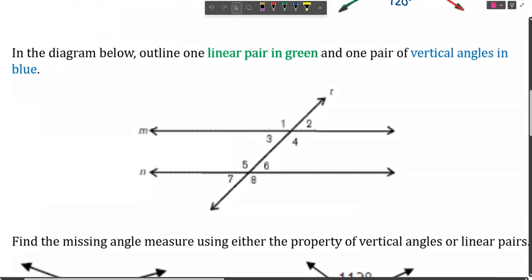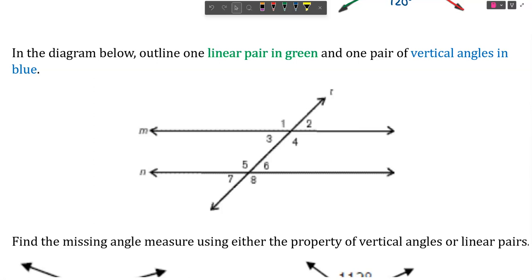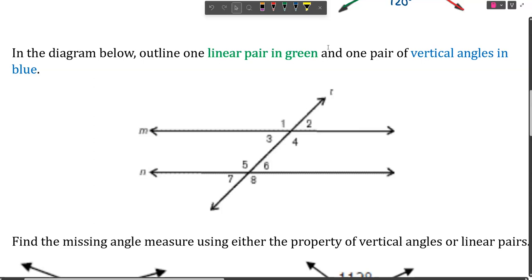All right, in the diagram below, I would like you to outline in green a linear pair. So take two angles that make a linear pair and highlight them in green. And then I want you to take a pair of vertical angles and highlight them in blue. Pause this video, try that out, and then press play when you are ready.